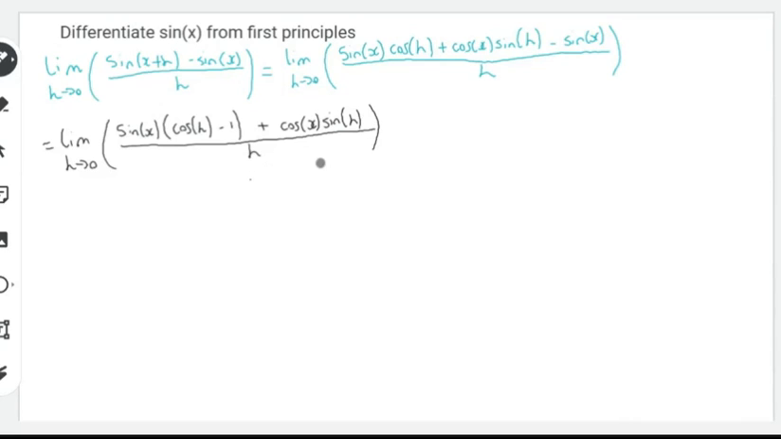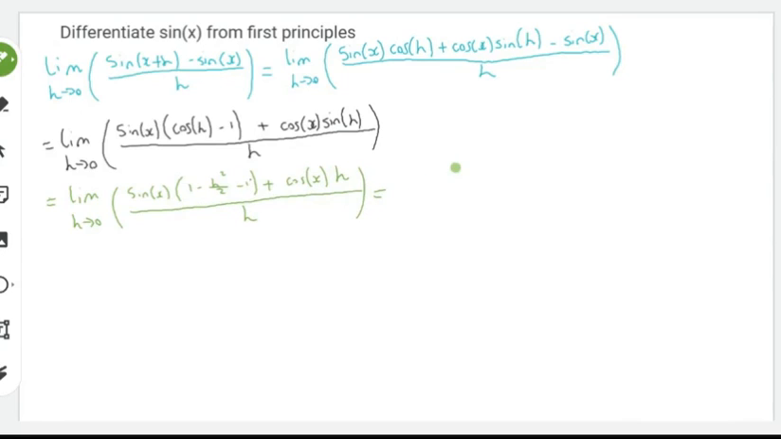And then I can apply small angle approximations on specifically the h's, because h is quite small, it's tending to 0. So sine x open bracket cos h becomes 1 minus h squared over 2, and that's minus 1. And then I've got cos x times h, because the sine h becomes h, all divided by h.